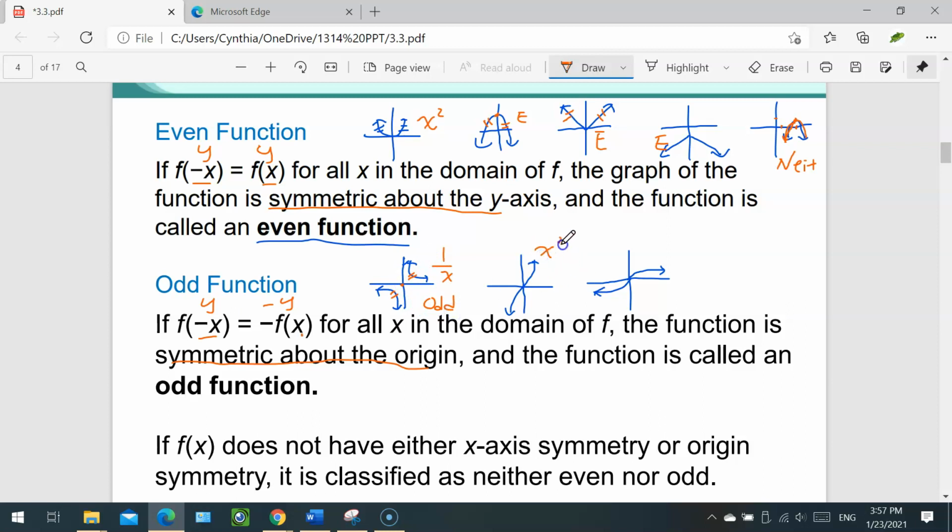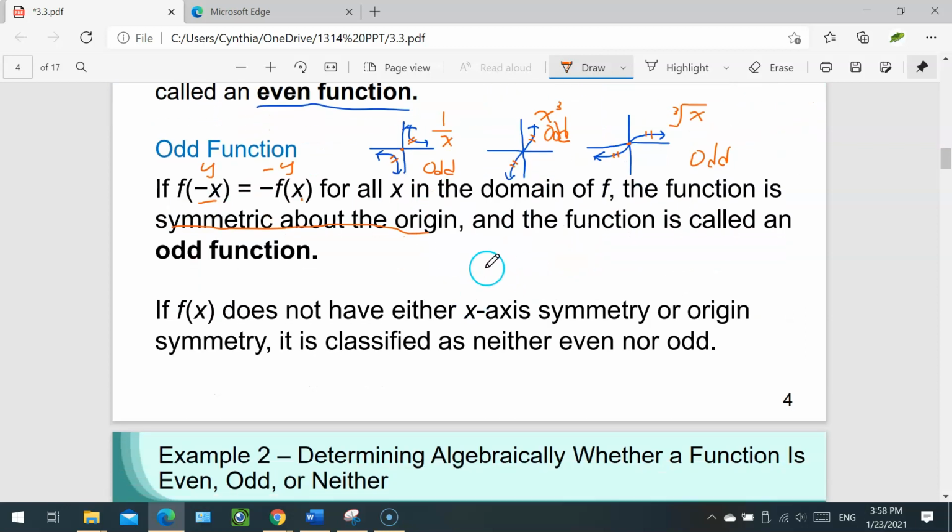Power 3 function is symmetric about the origin as well. This part is identical to the other part, and they are symmetric with respect to the origin. This is a cubic root function. In the same way, this part is identical to the other part with respect to the origin. So all the graphs here are odd functions. This is odd as well.